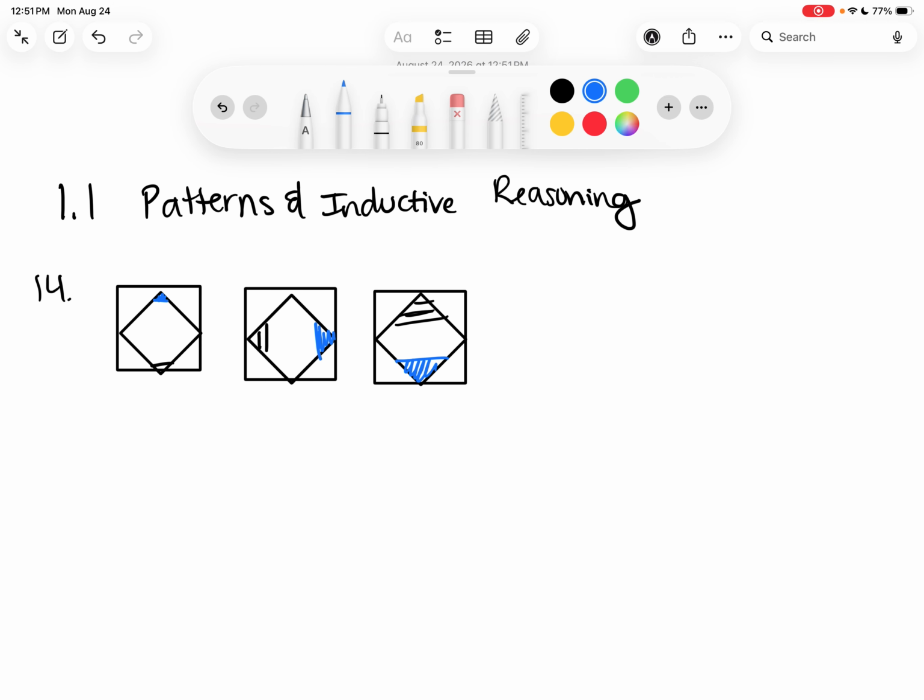All right, so that's the question, and they want us to figure out what the next picture would look like. So I'm going to create another box over here. Okay. So based on this, any ideas what the next one's going to look like?